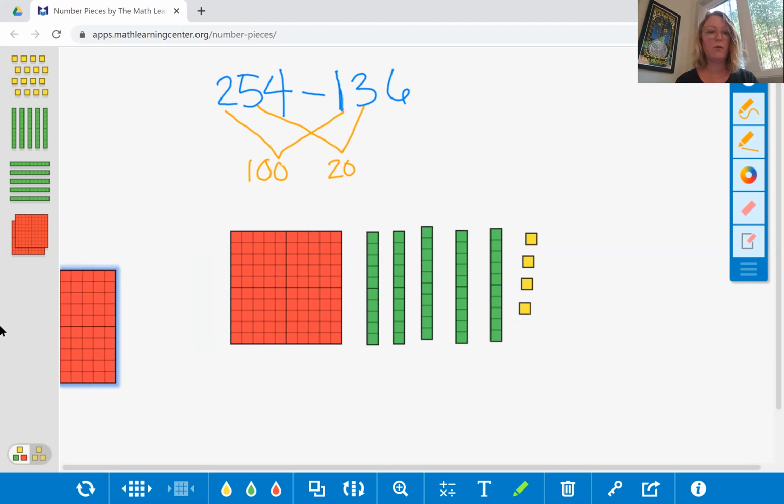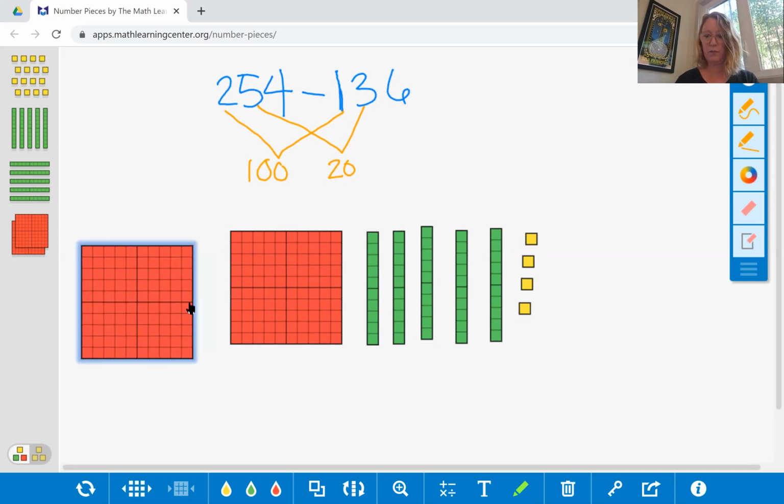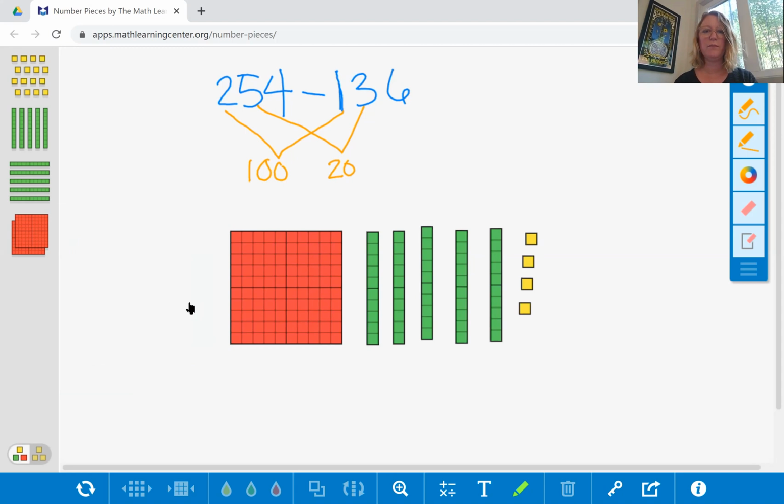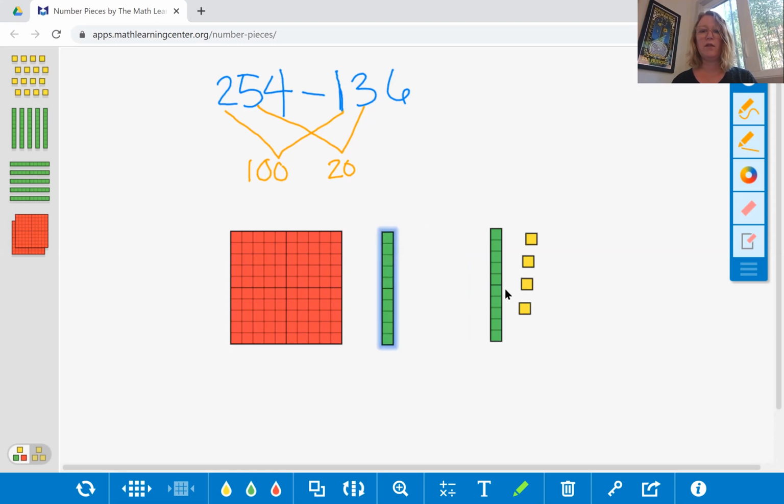So I can take this one away. Let's see, will it let me just delete that one? There it goes. Took it away. That was fancy. Did you see how I did that? Just instantaneous. It was gone. Now I'm doing this number, 136. So now I need to take away 3 tens. Okay, I'm going to take away 1 ten, 2 tens, 3 tens. Okay, so now I'm left with this.